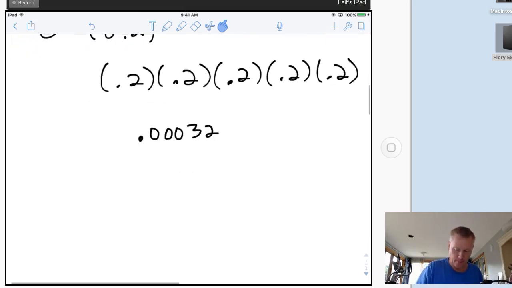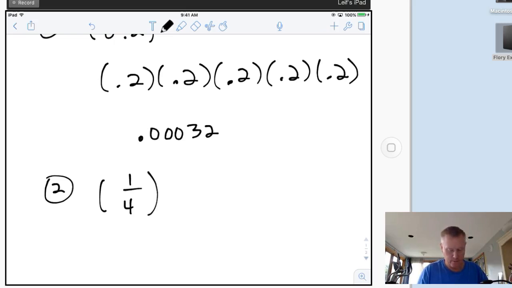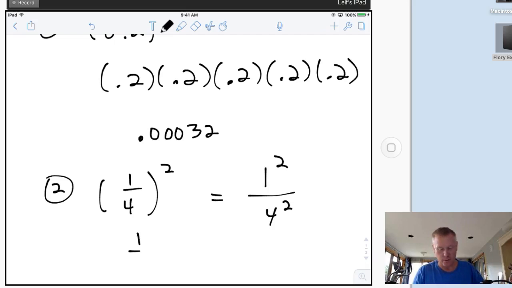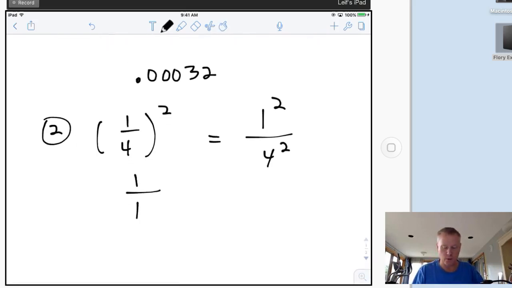Next one, if I had this, this one looks really scary, but it's actually really not bad. If I have a fraction to an exponent, I can take the numerator to that exponent, and I can take the denominator to that exponent. All right, which gives me, 1 squared is 1 times 1, which is 1, and 4 squared is 4 times 4, which is 16, and that's the answer there.